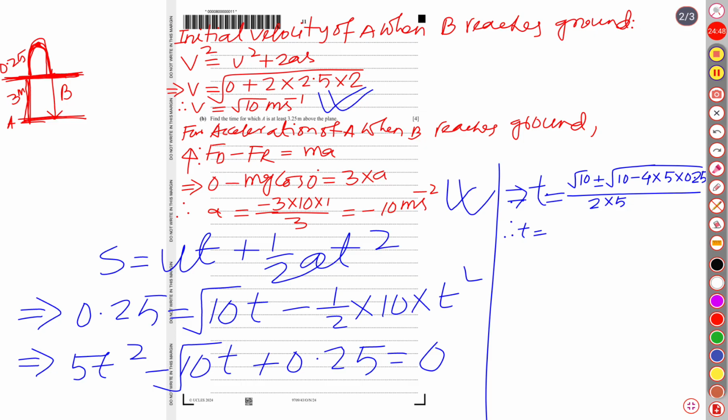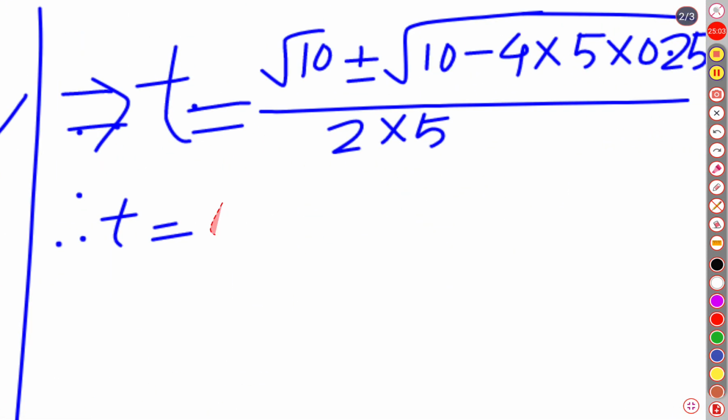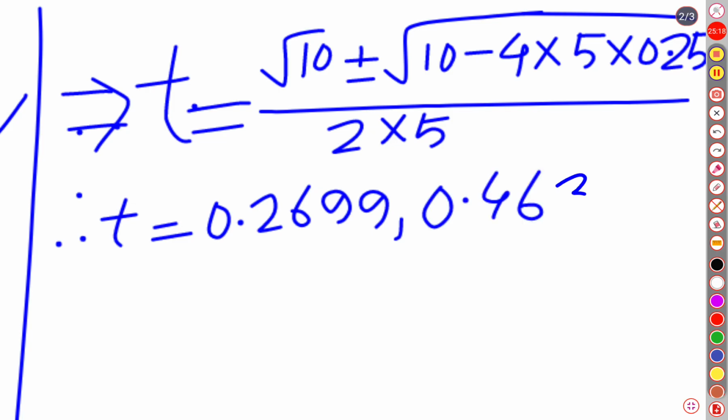Our first value is going to be 0.2699, and the second value is, that means when it came back, the time was 0.463. They didn't tell us to find the time instant when it reaches 3.25 meters high. They have told us to find the time when it was at least, which means the time in between them.